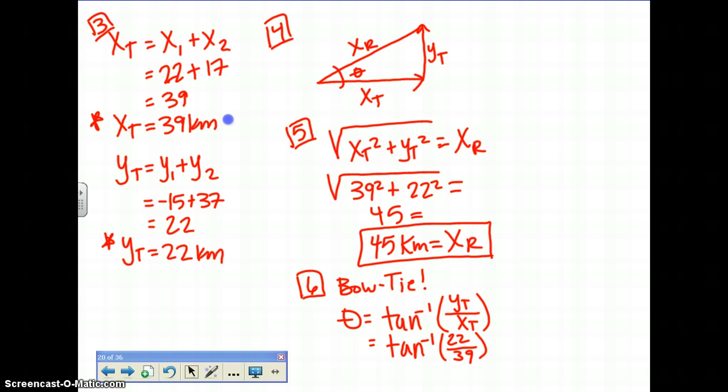Please put that in your calculator. Inverse tan, parentheses, 22 divided by 39, end parentheses, equals. Can't stress it enough, guys. You have to be in degrees and not radians at this time. That should give you 29 degrees. And then really your final answer then is 29 degrees.